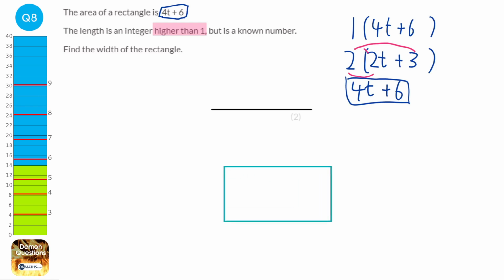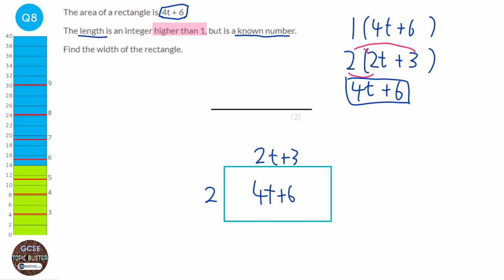So we therefore know that the known side, because it says it's a known number, is 2. And the other side will be 2t plus 3. And then when you multiply them together, you get the area of 4t plus 6. So our answer, because it says the length is the known number, so that's the length, then we're finding the width, which is this one here. So it's 2t plus 3.